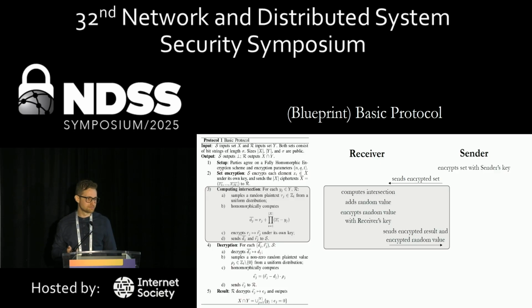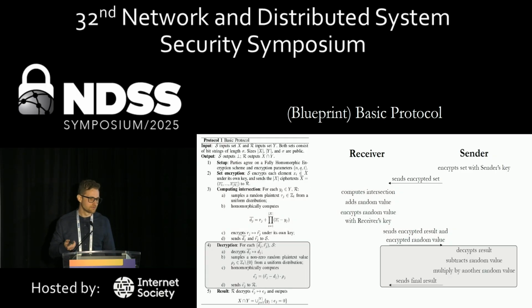So when we compute the product, it will also be 0. Otherwise, it's non-zero. Then we add some randomness for security, and we send back this encrypted result to the sender, and we also encrypt this random value with the receiver key and send it to the sender. Then the sender will decrypt this result and subtract the random value. This is a homomorphic subtraction, and it's under the receiver key. So everything looks random to the sender.